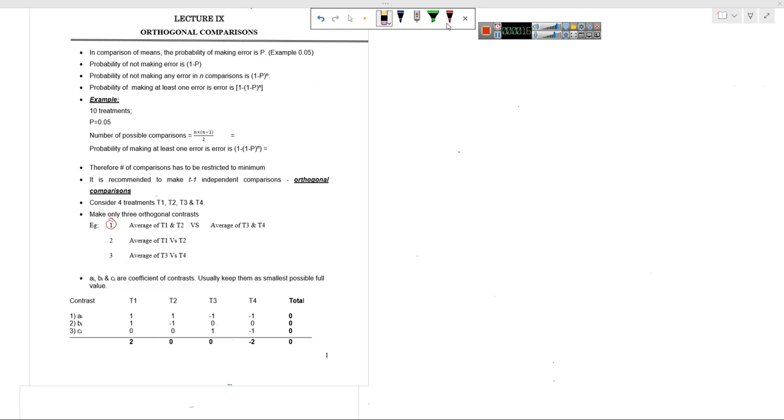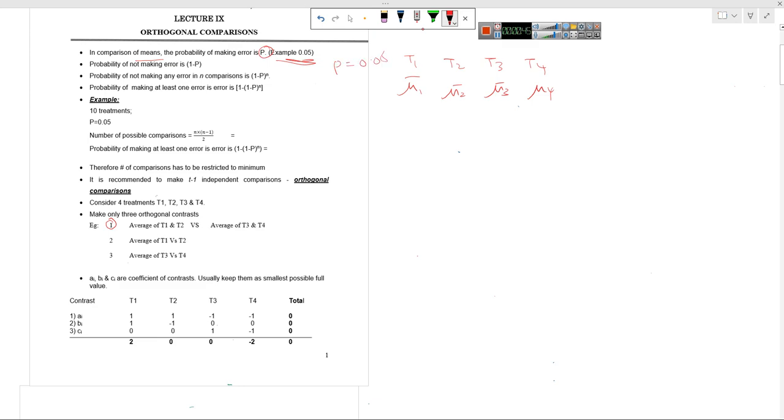Okay, right. So now in comparisons of means, we might have several treatments. Let's say we have treatment 1, treatment 2, treatment 3 and treatment 4 and so on. Now these are mu1 bar, mu2 bar, mu3 bar, mu4 bar. Now we have to compare them. During that process, let's say the probability of making error is p, for example p is equal to 0.05.